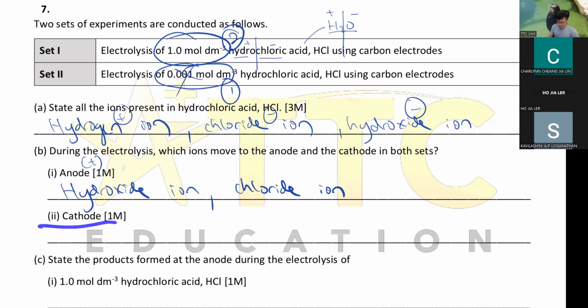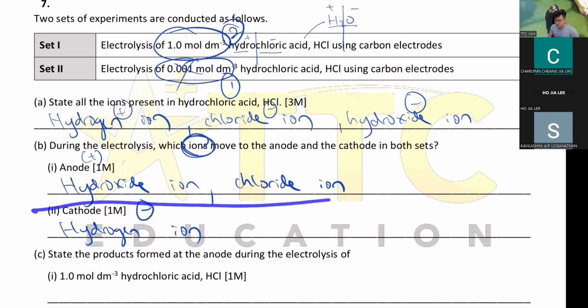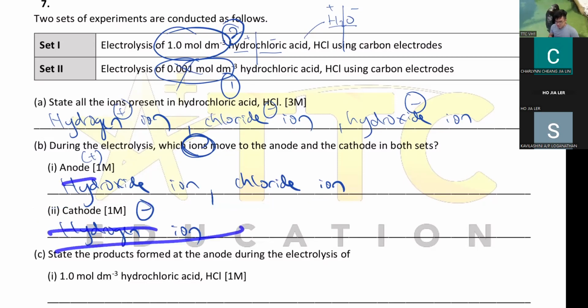What about cathode? Cathode is negative. So who goes to cathode? That would be your hydrogen ion. Look at this, they want ions, so I'm going to list down everything. If they say who will be discharged, I only choose 1. Now they don't want you to choose, they want to ask what goes there. All the girls will go to anode. All the boys will go to cathode.